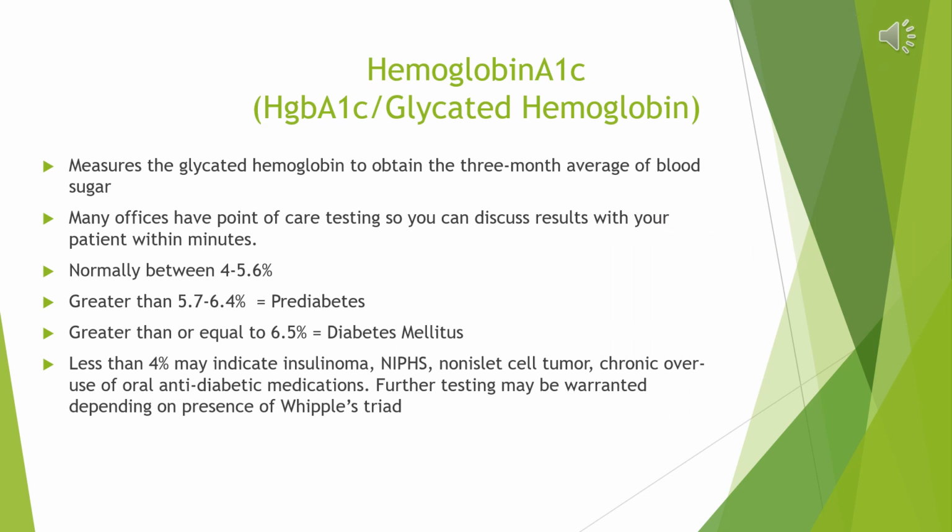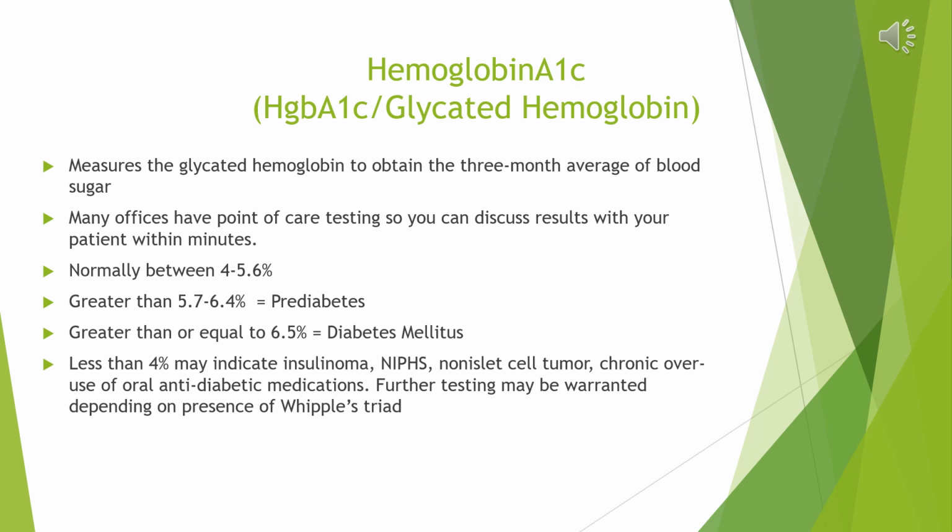All right, this is our last little slide. Most all of you know what a hemoglobin A1C is. So this is the glycosylated hemoglobin measure that we obtain basically every 3 months on our uncontrolled diabetics. And we do that because red blood cells live for about 3 months, okay? And so it's going to tell us the average blood sugar over the last 3 months. Many offices have point of care testing, so you can discuss the results with your patient right then and there.